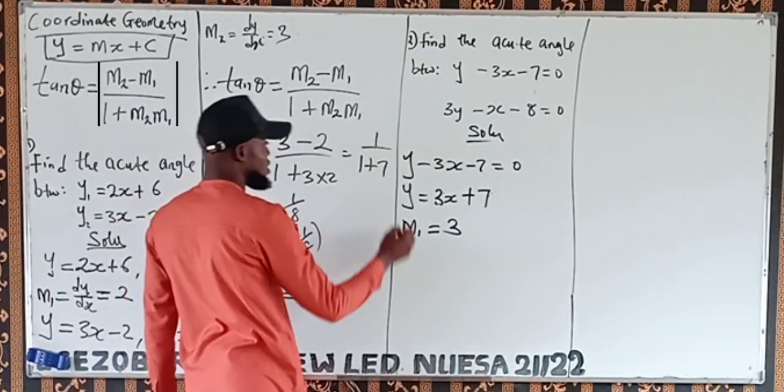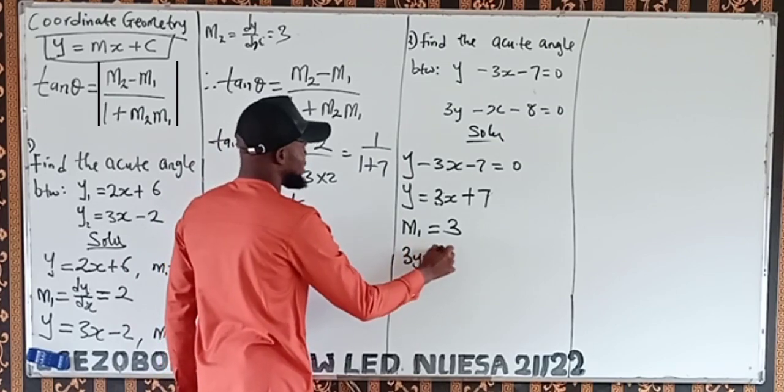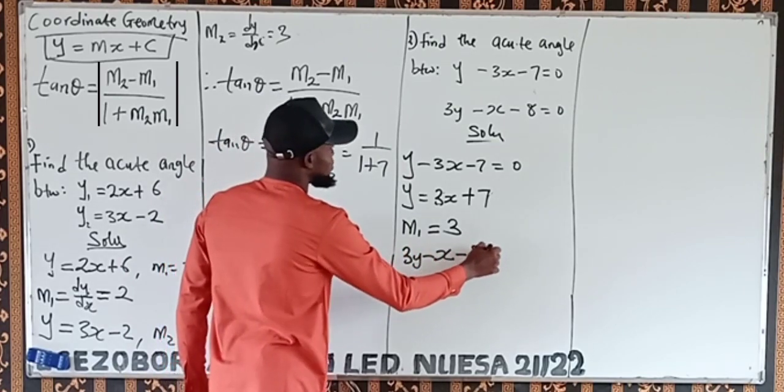So for the second line, we have 3y minus x minus 8 is equal to 0.